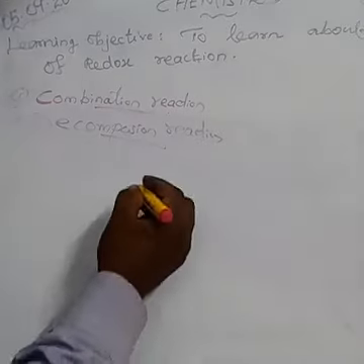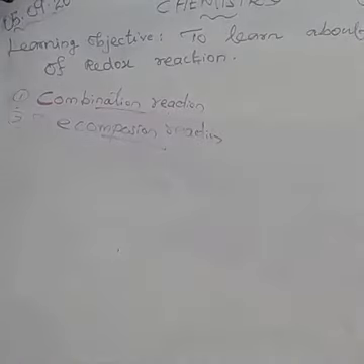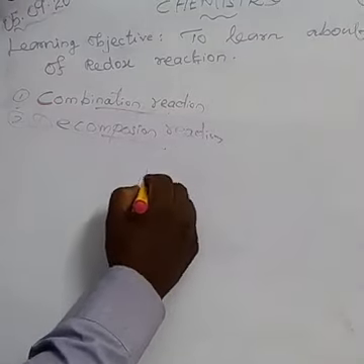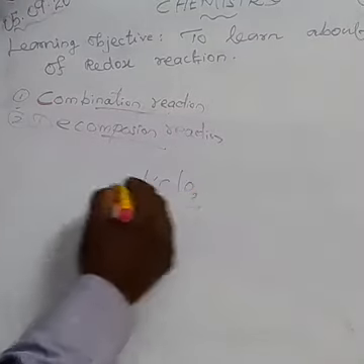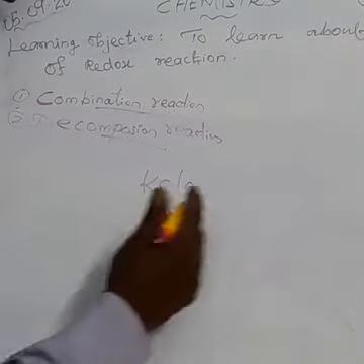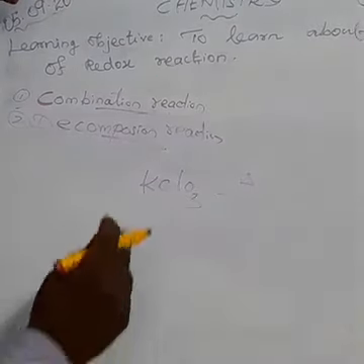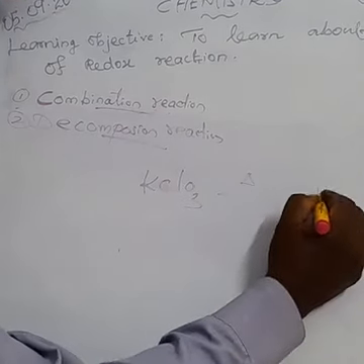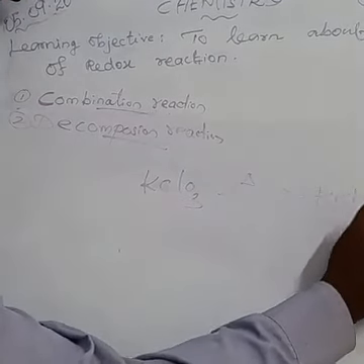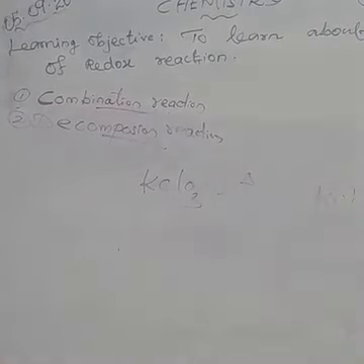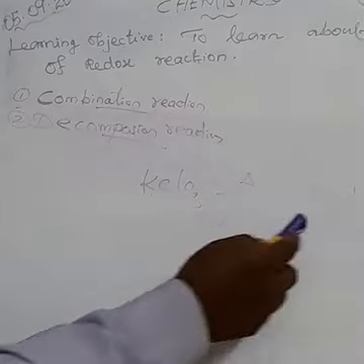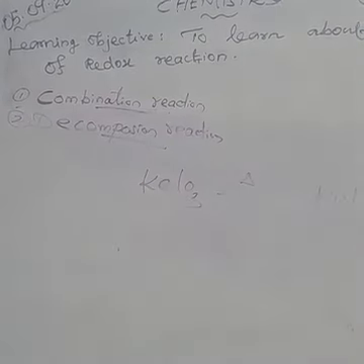The formula for potassium chlorate is KClO3. Potassium chlorate on heating gives KCl, potassium chloride, plus oxygen. So what are the products I have obtained? Potassium chloride and oxygen.